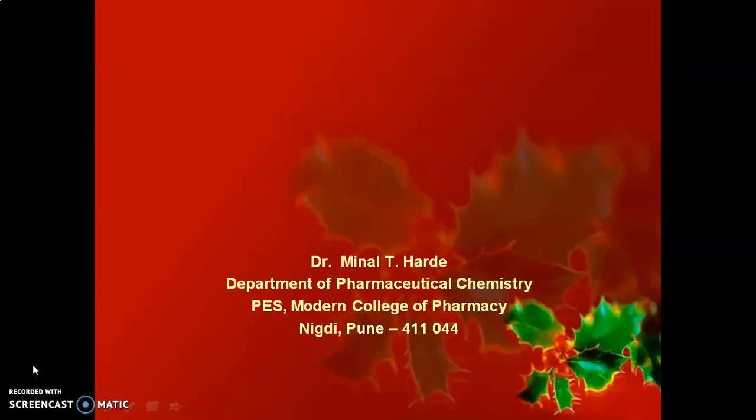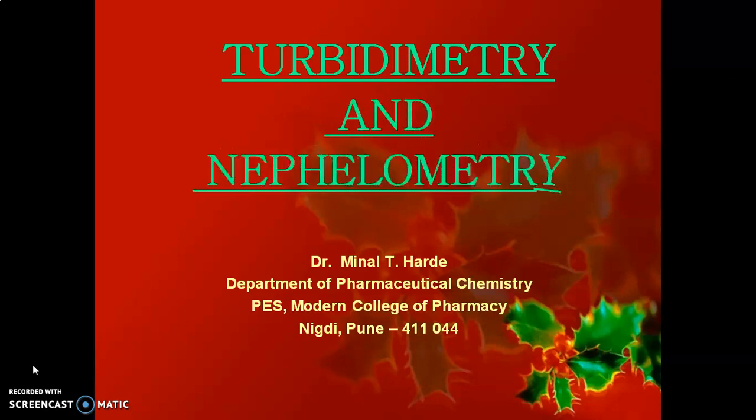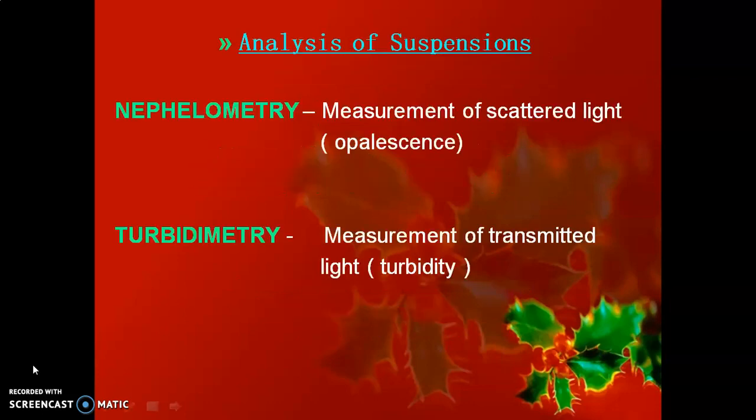Today we are going to see in detail the topic turbidimetry and nephelometry. Mostly, turbidimetry and nephelometry techniques are useful for analysis of suspensions. Nephelometry is based on scattering of light. When scattering of light is measured, it is nephelometry; in the turbidimetry technique, transmitted light is measured.